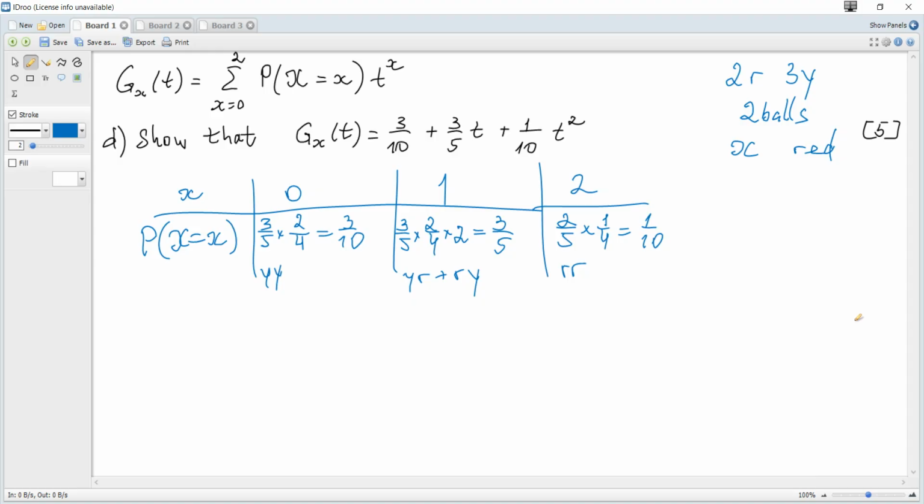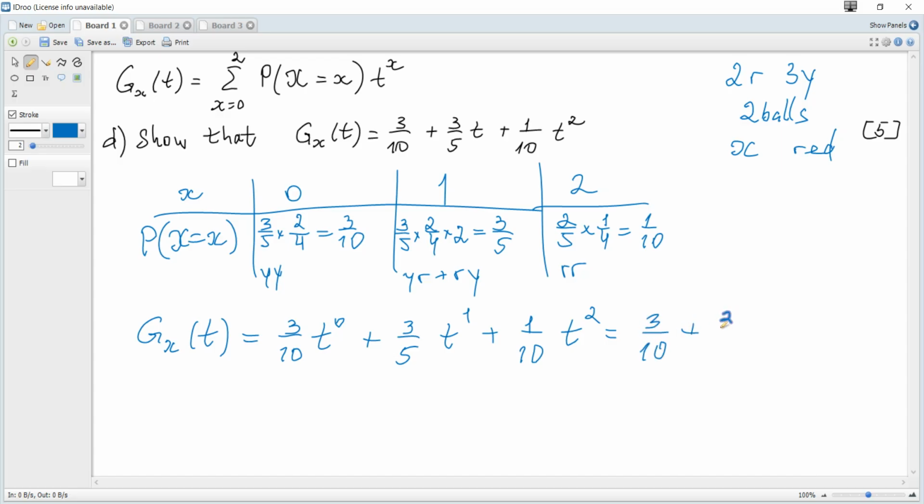So gx of t is equal to 3/10 times t to the power of 0 plus 3/5 times t to the power of 1 plus 1/10 times t squared, which is equal to 3/10 plus 3/5 t plus 1/10 t squared as required.